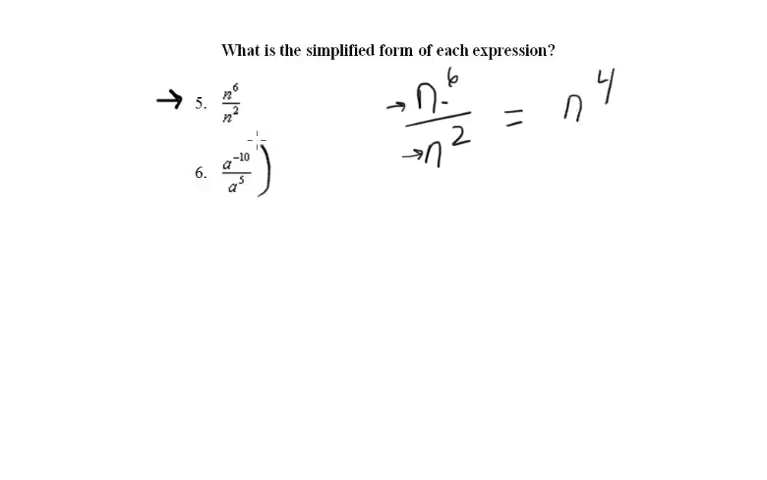That one, we're going to do the same. This one's a little different. So we've got a to the negative 10. So if we have a negative exponent in the numerator, we know we can simply take that to the bottom. So that's going to give me 1.